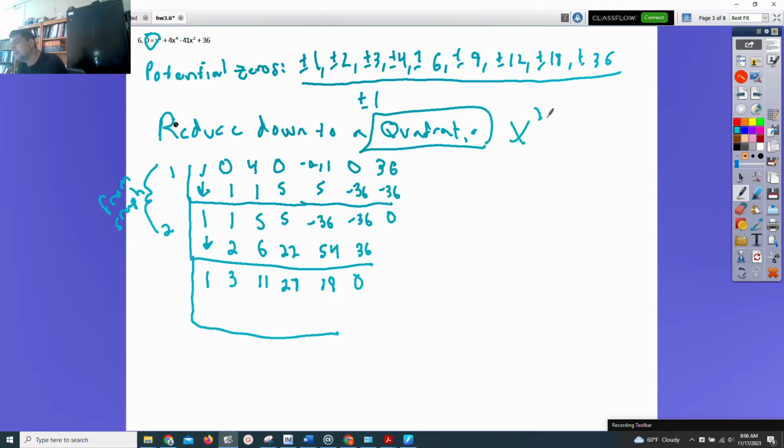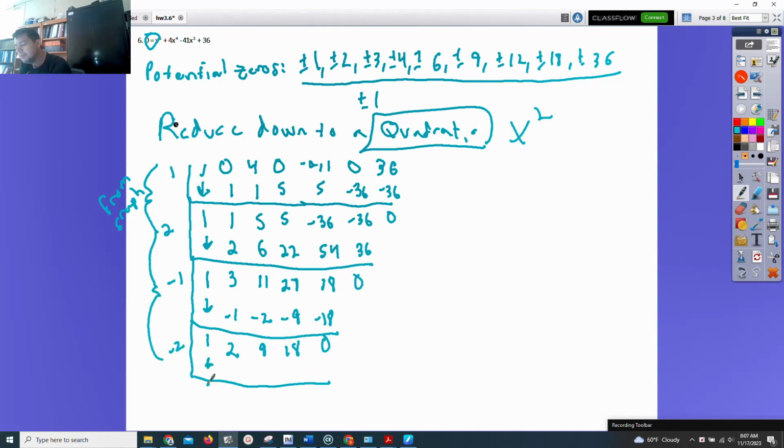Quadratic, by the way, being x squared. And I've pulled two zeros from x to the 6th, so I'm only x to the 4th. So now I'm going to pull the -1. Drop the 1. 1 times -1 is -1. 3 minus 1 is 2. -1 times 2 is -2. 11 minus 2 is 9. -1 times 9 is -9. 27 minus 9 is 18. -1 times 18 is -18, 0. And now I'm going to also pull the -2, and again, from the graph. All right, I drop -2, 0, 0, 9, -18, 0. And I have factored it down to a quadratic.